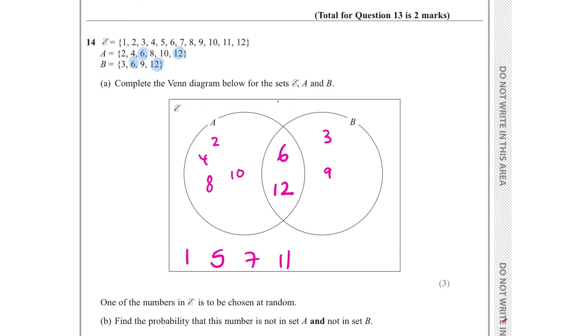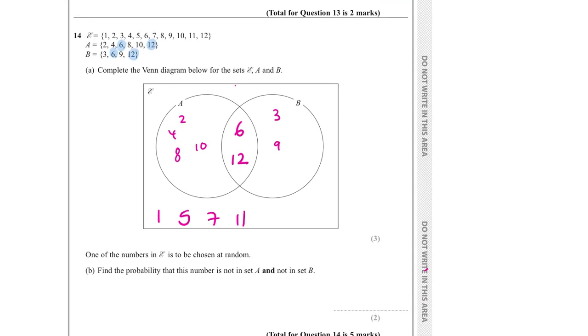So, part B. It then says, one of the numbers in, and this squiggly E is the universal set. So one of the numbers of this thing is to be chosen at random. How many numbers do we have? 12. In the universal set, the whole thing, there's 12. So one's going to be chosen at random. So one of them out of how many? 12. Find the probability that this number is not in set A and not in set B.